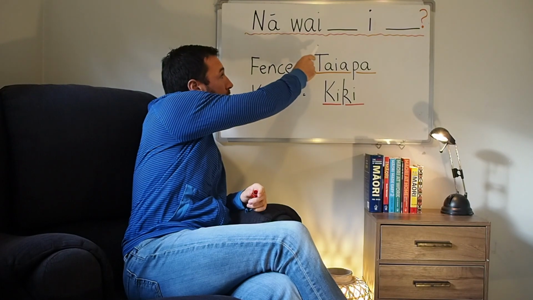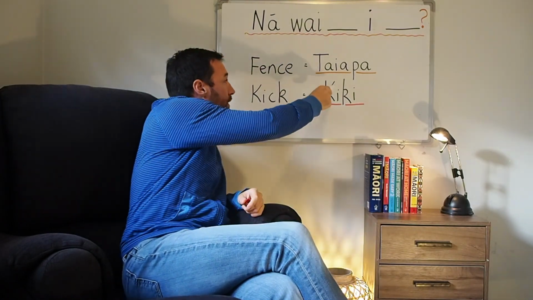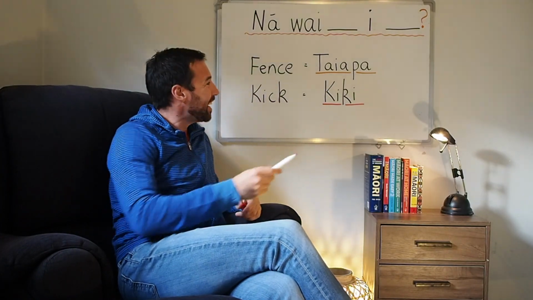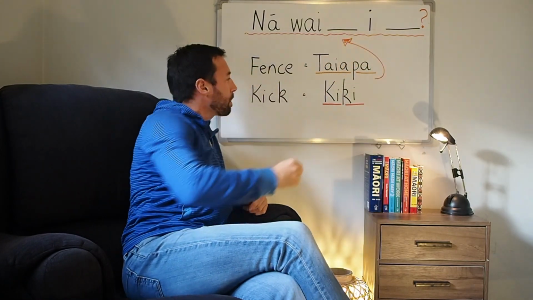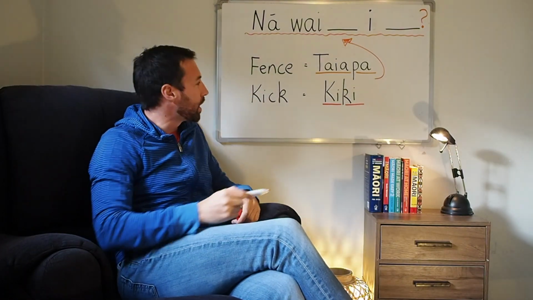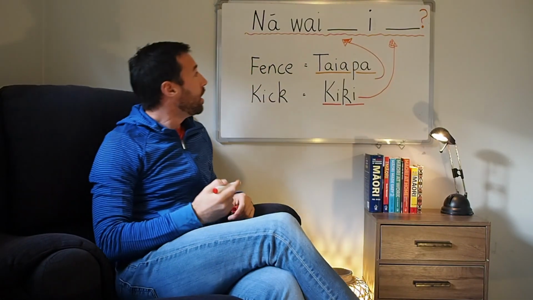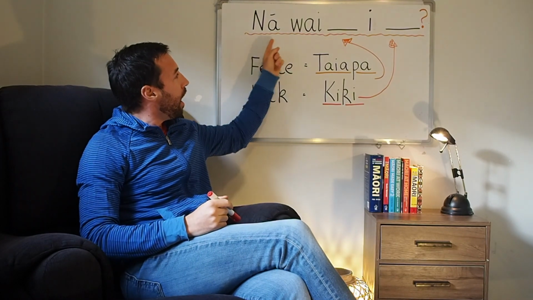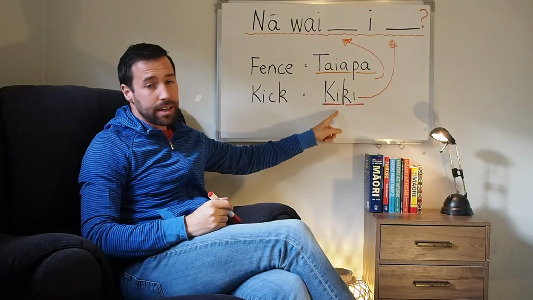After nā wai, we're going to put the object or the person. In this case, it's the fence or this fence. Tēnei taiapa. Let's stick that in this box here. And after the i, we're going to place the verb or the action. So let's put kiki in there. Now let's read this together and see what we've come up with. Nā wai, tēnei taiapa, i kiki.